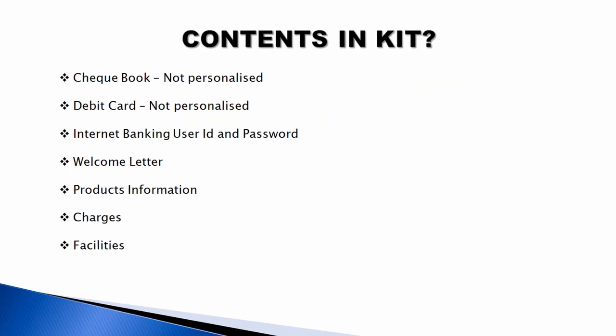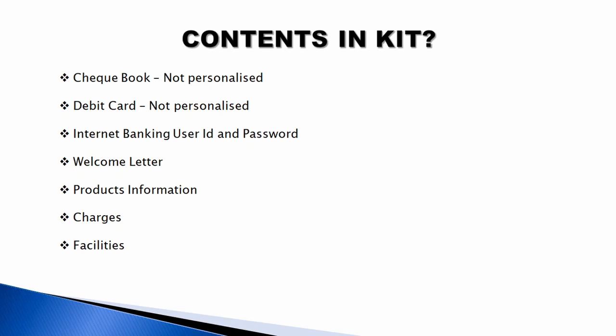So what does the kit contain? What are the items available in the kit? A checkbook, not personalized. If it is a personalized check, your name will be there on the check. You will have a checkbook and a debit card, also non-personalized, because your name will not be printed on the debit card since these are already pre-generated. There is also an internet banking user ID and password, a welcome letter, and product information, the products available with the bank.